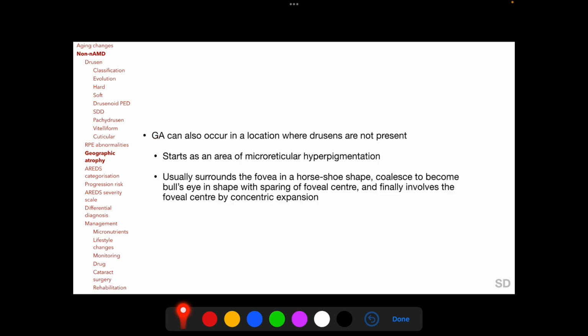Geographic atrophy can also occur in a location where drusen are not present, and this type of geographic atrophy starts as an area of microreticular hyperpigmentation surrounding the fovea in a horseshoe shape, then coalesces to become bullseye in shape with sparing of the foveal center, and finally involves the foveal center.